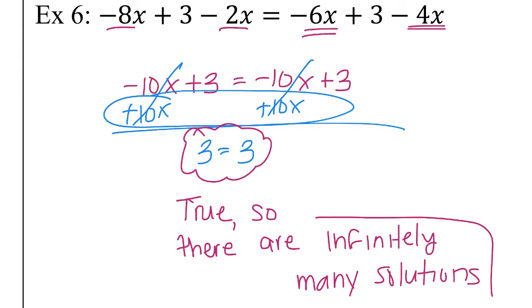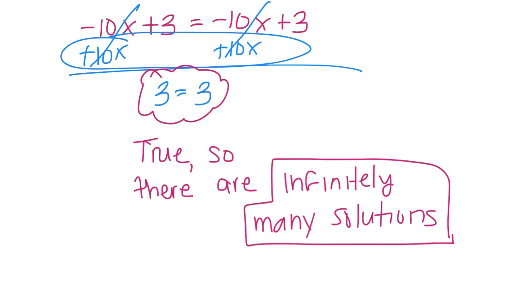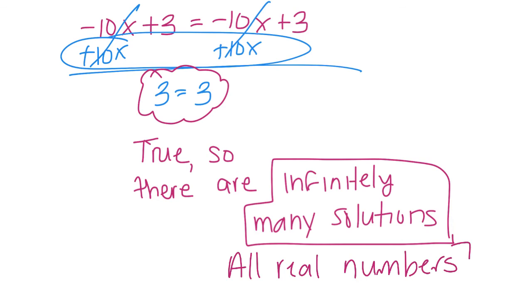Now this means that any number we plug in for x, 1, negative 8, 17, 130, will always give a true statement, so there are infinitely many possible solutions that x can be. Another way we say this is that it has a solution of all real numbers. Both of these mean the same thing. Infinitely many solutions and all real numbers are exactly the same concept.